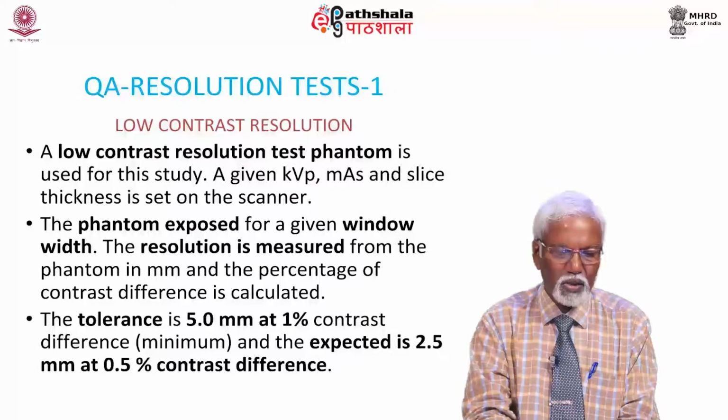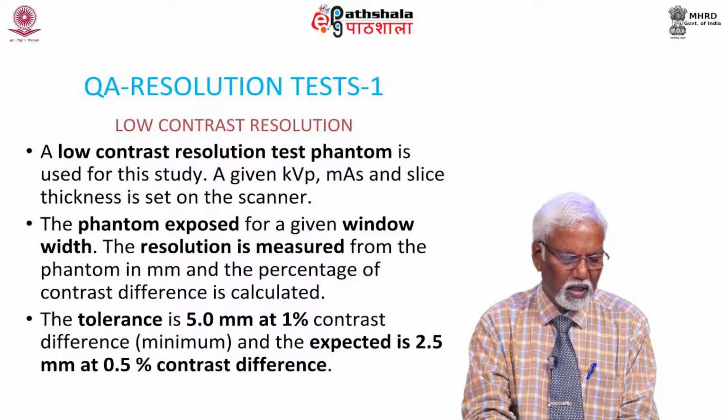Low contrast resolution, you have to use a low contrast resolution test phantom. A given kVp, mA and slice thickness is set on the scanner. The phantom is exposed for a given window width. The resolution is measured from the phantom in millimeter and the percentage of contrast difference is calculated. The tolerance is 5 mm at 1% contrast difference and the expected is 0.5% contrast difference.